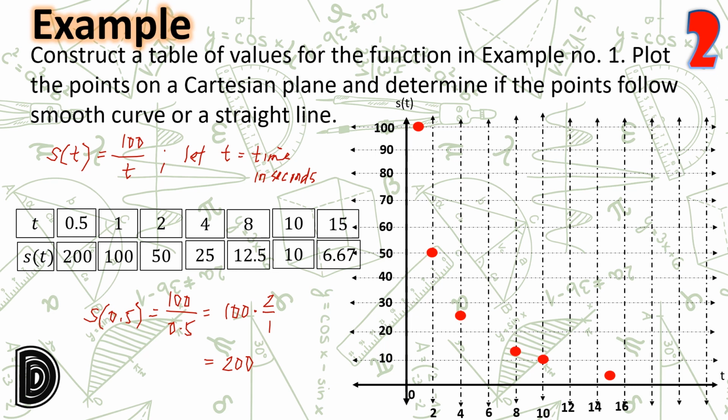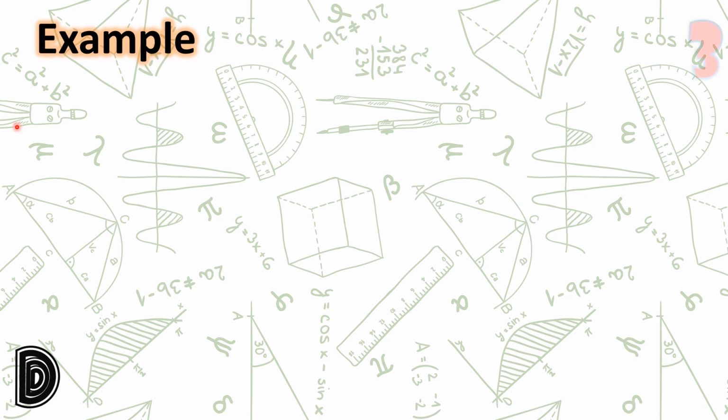6.67). As we can see, as the value of t increases, the value of S of t decreases, and it appears that as t increases to infinity, S of t approaches 0. So from the points plotted on the Cartesian plane, we see that the graph follows a smooth curve and not a straight line. Let us have example number 3.